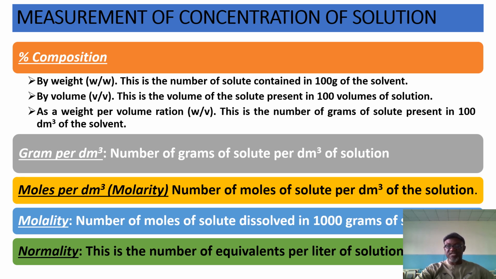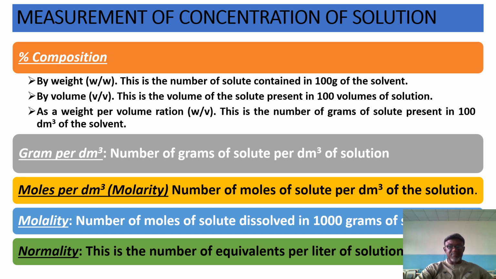If you see this, we are saying volumes, which means it can be meter cubed, cm cubed, or liter. So whichever unit of volume we take must be uniform here. Now we can also have weight per volume, and this is the number of grams of solid present in 100 dm cube of the solution. So these three can give us percentage, and each of these, once we multiply by 100, gives us the percentage composition: weight per weight, volume per volume, or weight per volume.